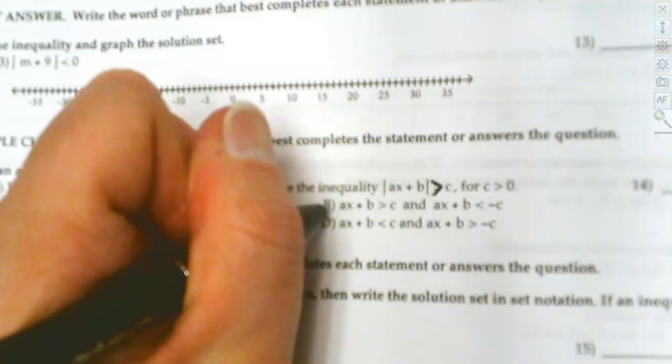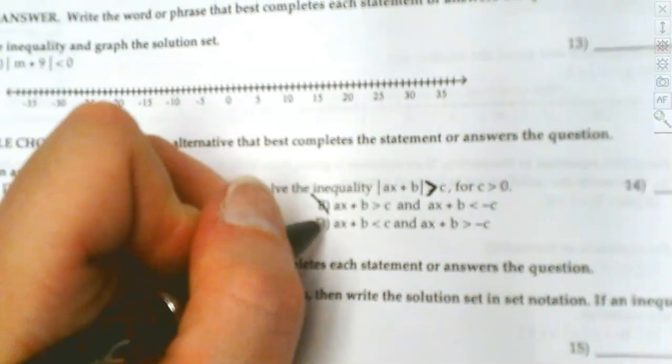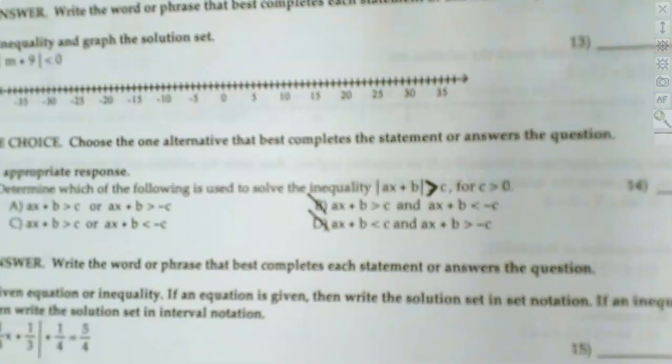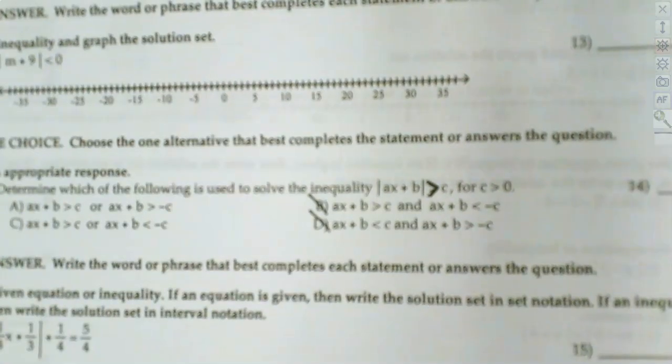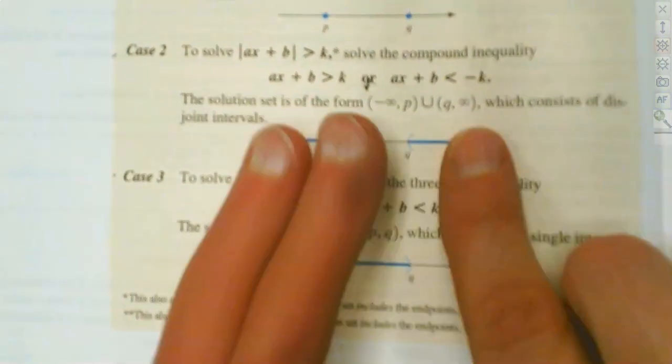Yep, I can get rid of B and what? D. Why? Because those are ands. Now we know it's an or. Okay, go back and look at your signs. Which way do they go?